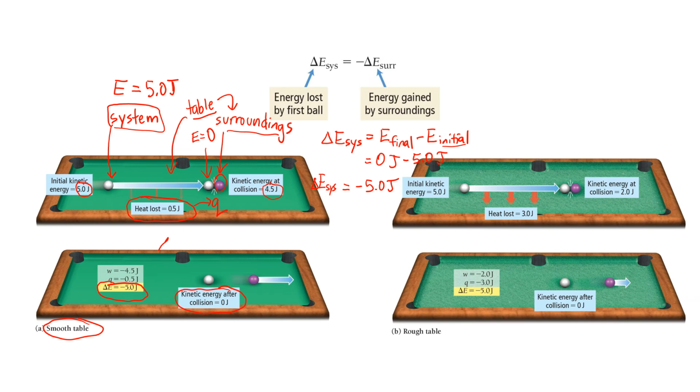Now, let's look at a situation where we have a rough table. For a rough table, everything's going to be pretty much the same. There's nothing that's changing. The only thing that's changing is now we have a rough table, but the white ball is still the system, and it has 5 joules of energy. It's packed with 5 joules, right? That's your E initial. E initial is 5 joules.